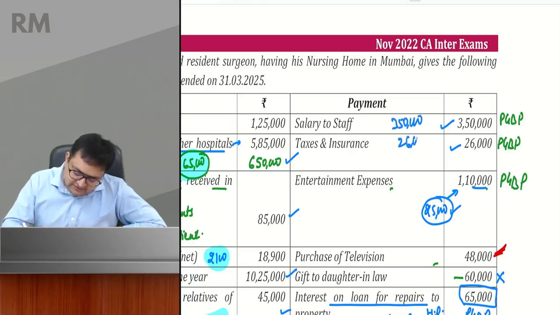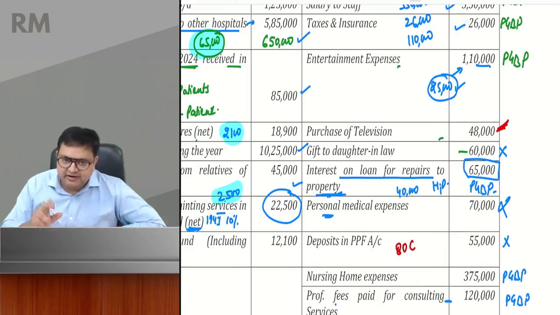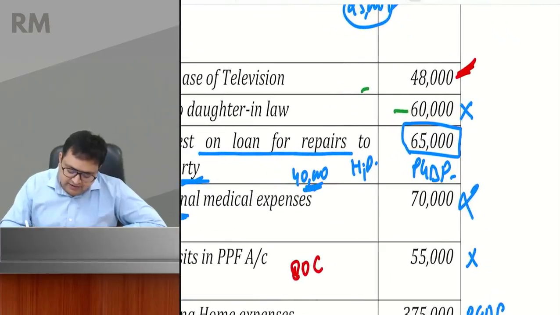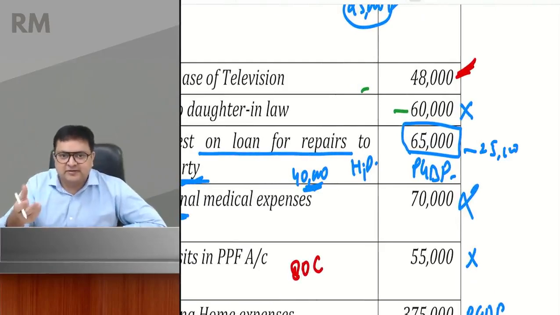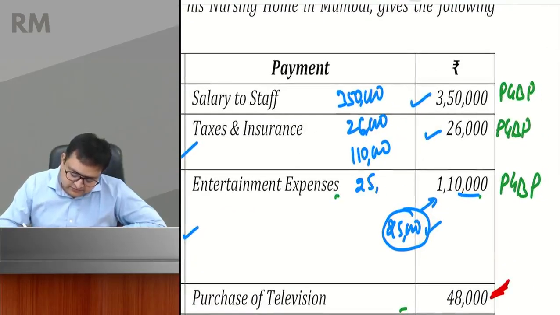26 is our expense. 1,10,000 is our expense. Purchase of television, we will not claim it, we will claim depreciation on it. Gift to daughter-in-law is not an expense. Interest on loan for repair of property: 40,000 is for house property, but 25,000 is for business. So we are only concerned with our business expenses. So 25,000 is my interest, which is related to business.